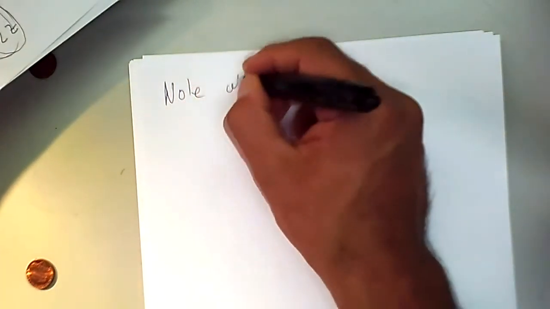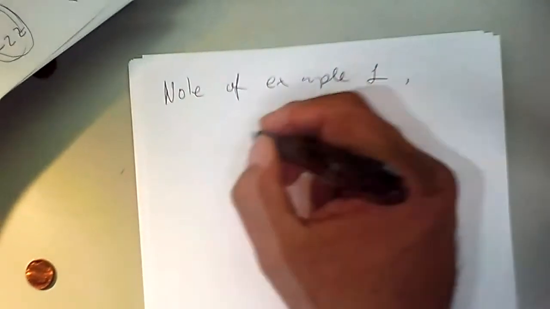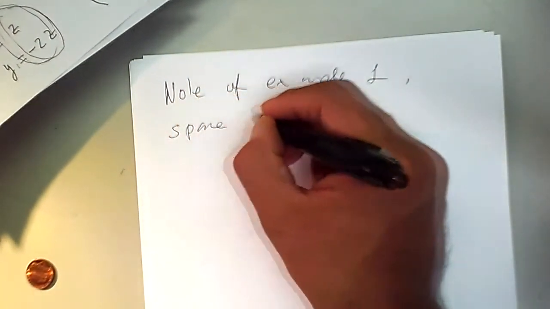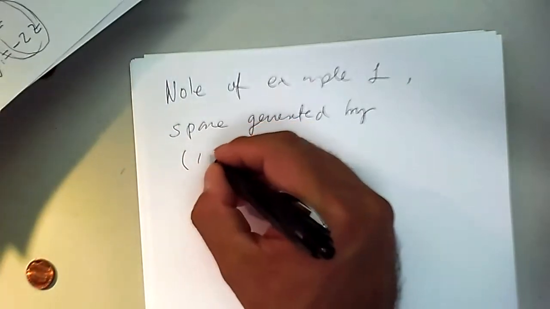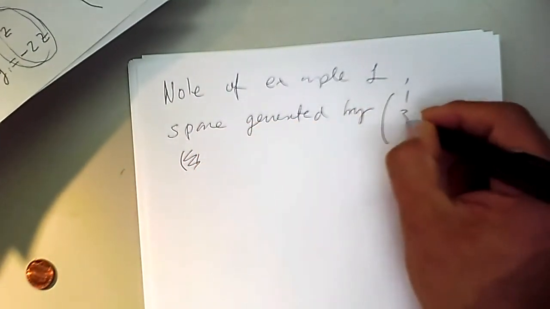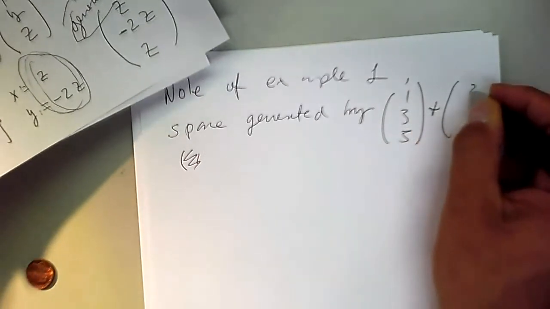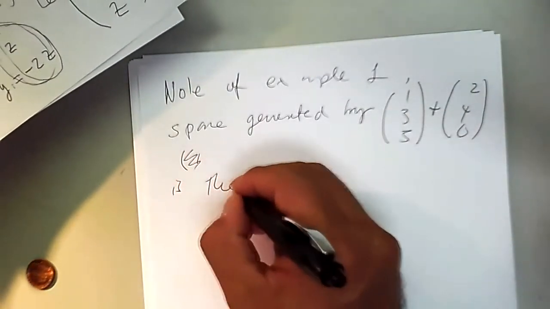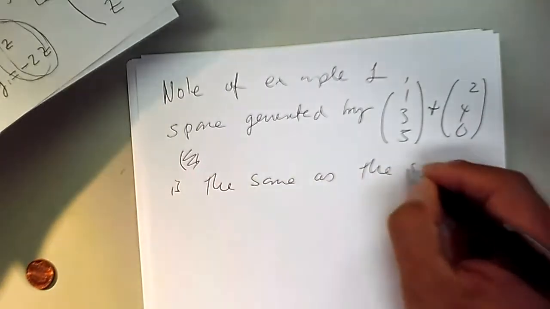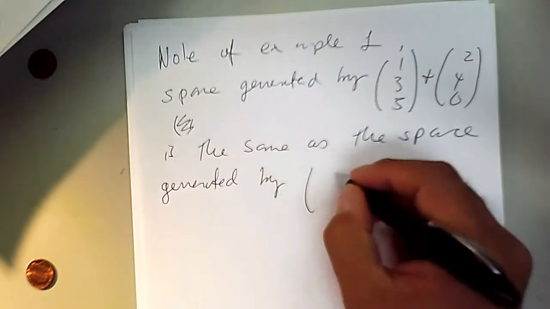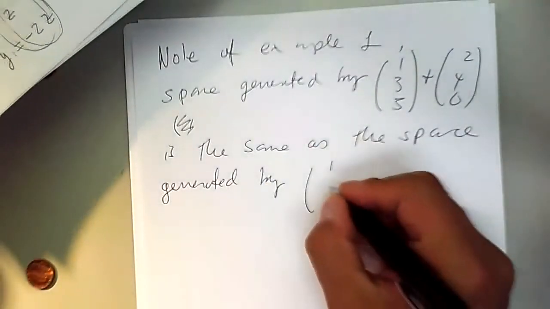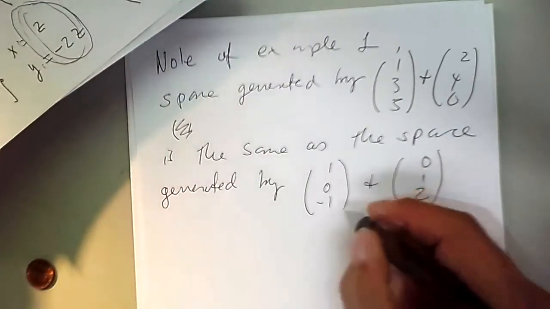So as a note of example 1, the space generated by the vectors 1, 3, 5 and 2, 4, 6 is the same as the space generated by 1, 0, negative 1 and 0, 1, 2, which is a lot simpler to understand.